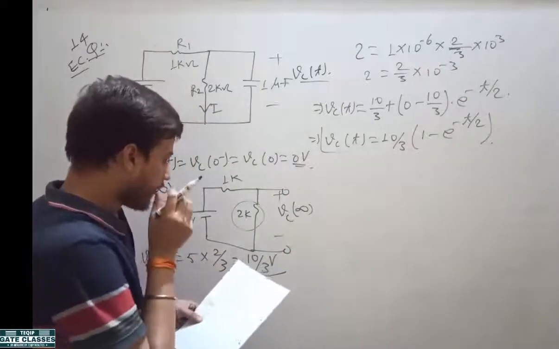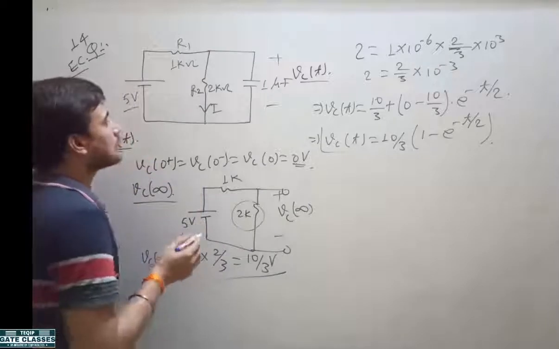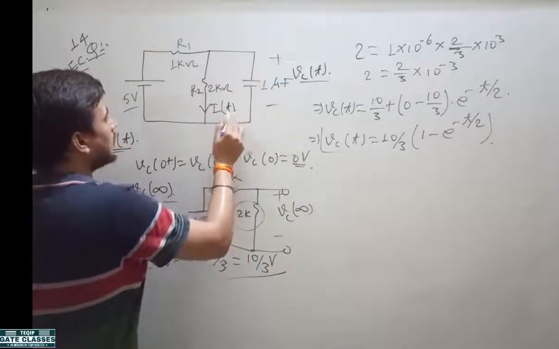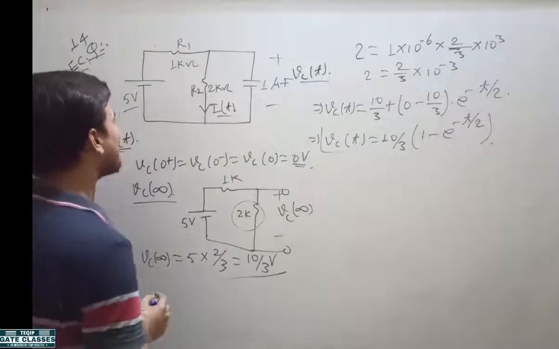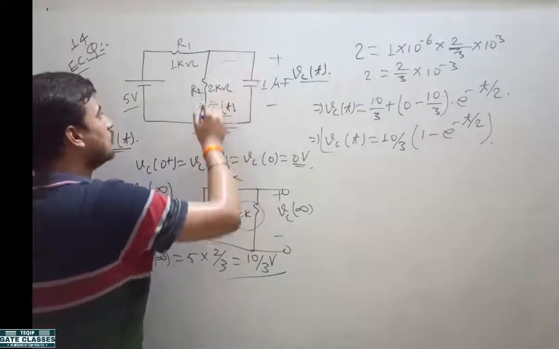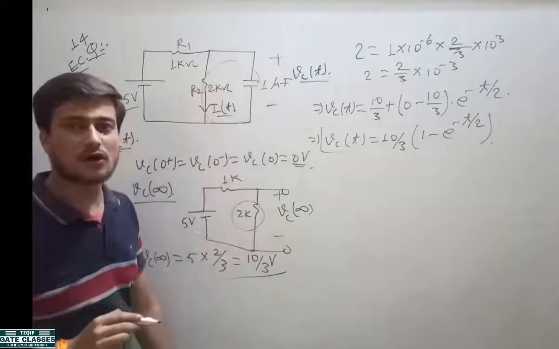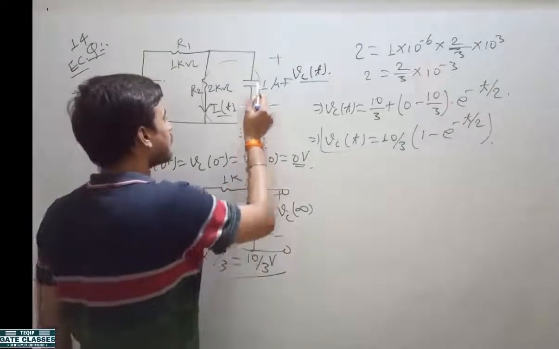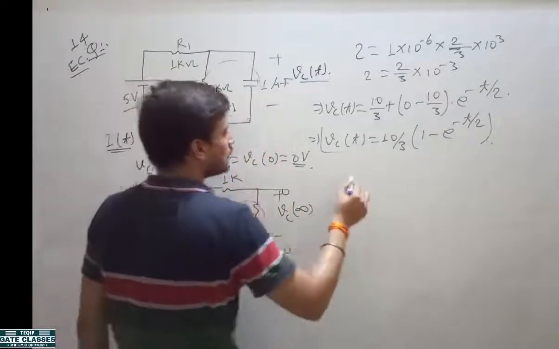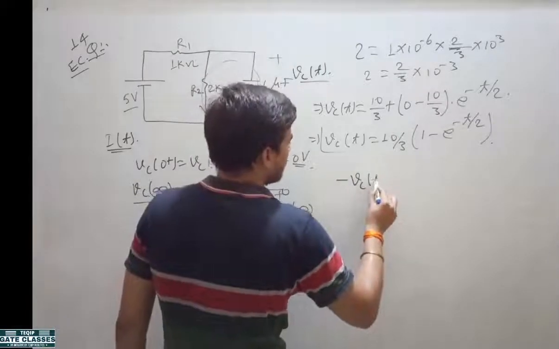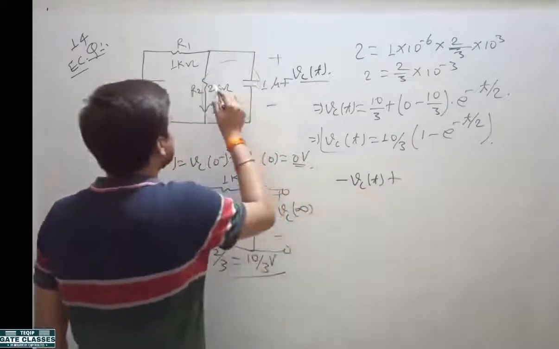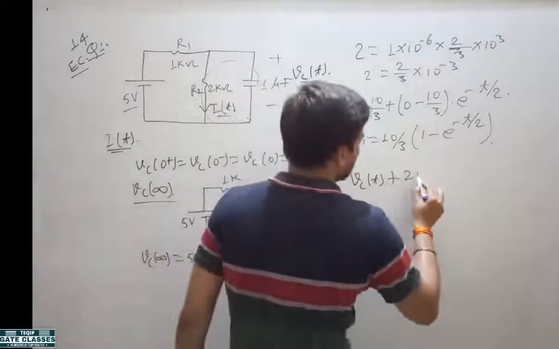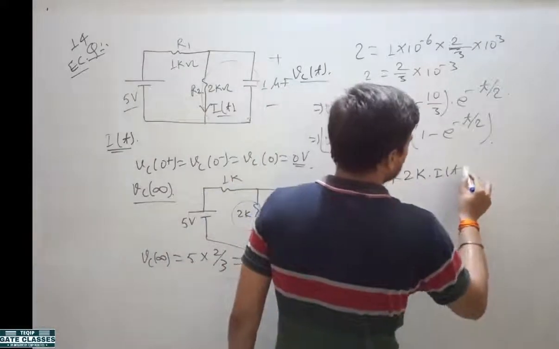Clear? So now you have to write the expression for current IT. What will be the expression? See, this is the loop, so you can apply Kirchhoff's voltage law in this loop. You will start from the right direction from here. So here it will be minus VCT plus 2 kilo ohm into IT equal to 0.